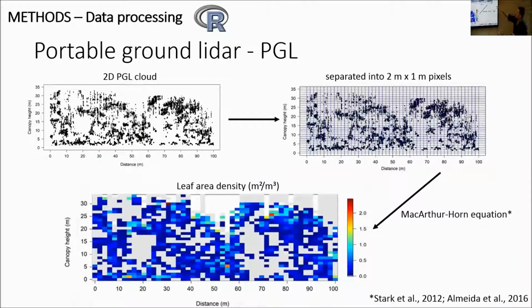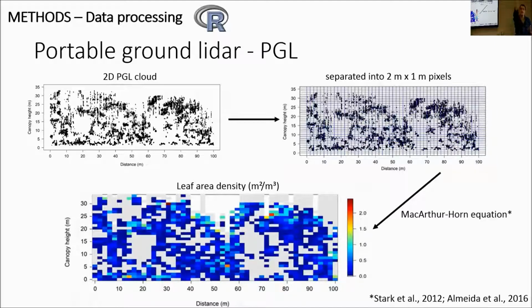For the ground LIDAR, we basically create this grid and the transect, and with a modeling, a MacArthur equation, there are already some papers using this approach, we create the leaf area density, the density of the leaves. And when we sum the leaf area density, what is the unit? It's meter square of leaves per meter cubic of space.